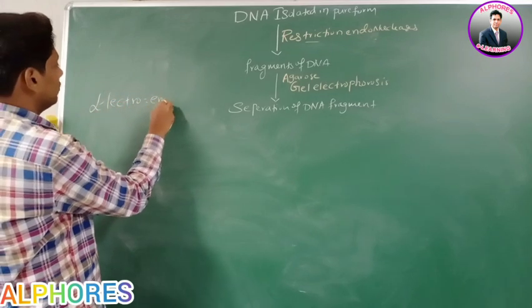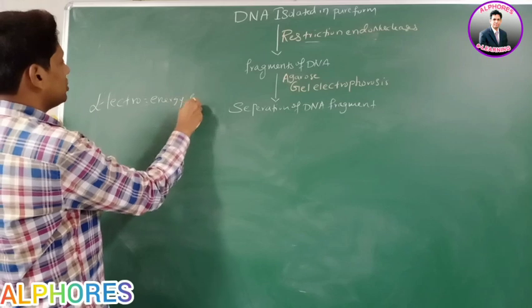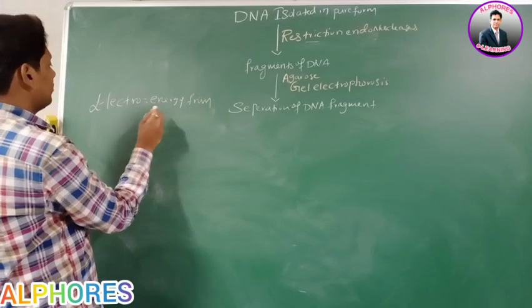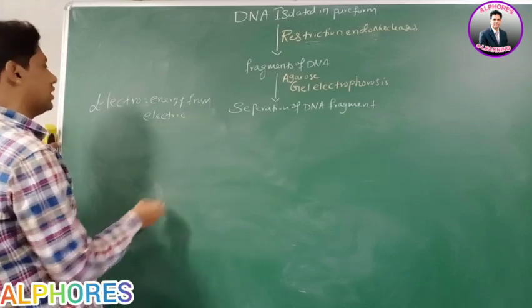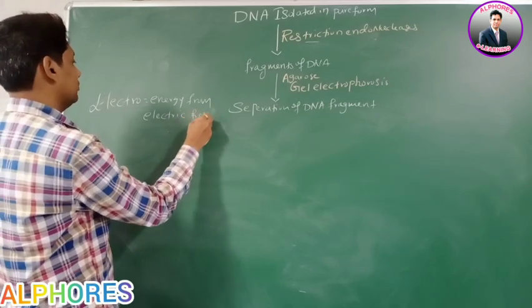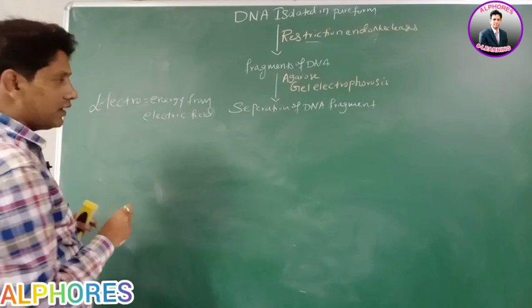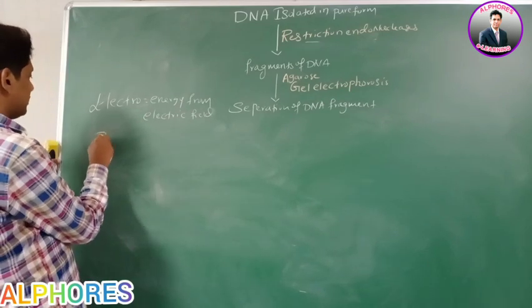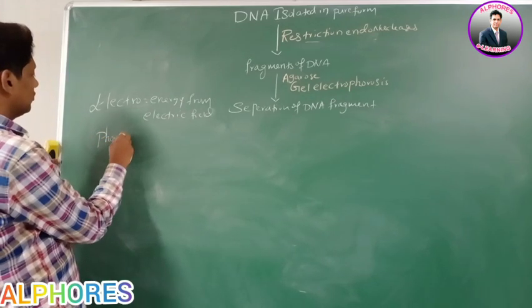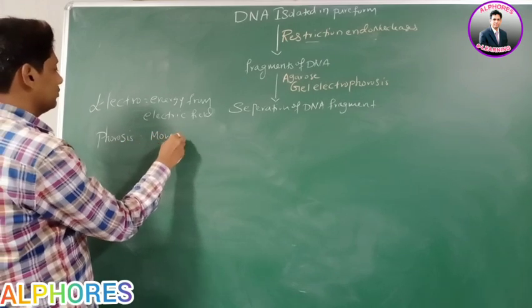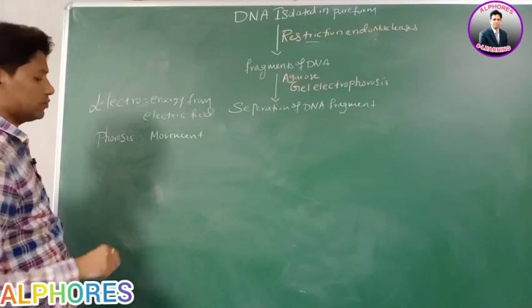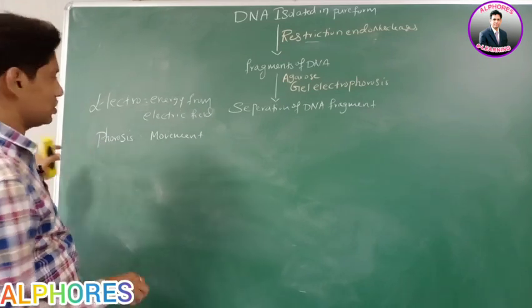Electro. Energy coming from where? Energy from electricity or electric field. Is it okay? Right? Next, phoresis. What is the meaning of phoresis? Movement. Phoresis means movement, separation.